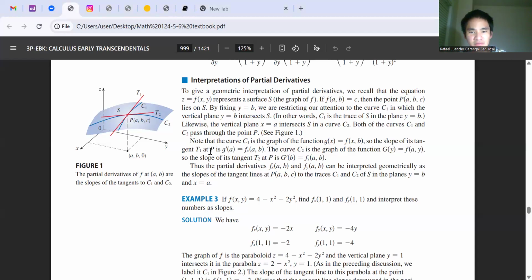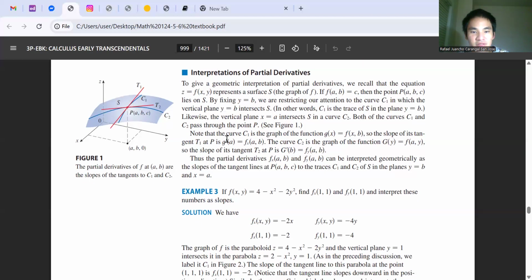Let's note that C1, this one, if you guys can't see, and C2 is this other intersection curve when x equals a is fixed. So when we're referring to curve C1, C sub 1, that's the graph of the function g of x equals f of x, b, right? So here's where our partial derivatives come in, right?